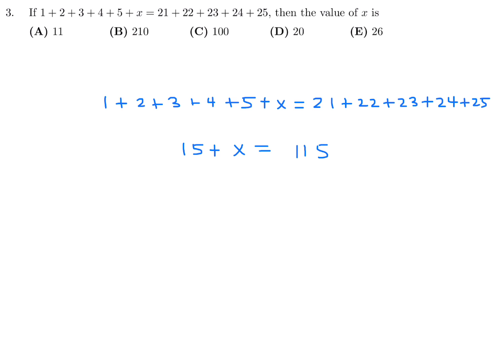Add both sides and you get 15 plus x equals 115, and then subtract and you get 100, like that. What some people might do is immediately go 21 minus 1 is 20, 2 and 22 give you another 20, so x is 5 times 20, which is 100, but I don't know if that is any quicker than this method. So 3 is therefore C.